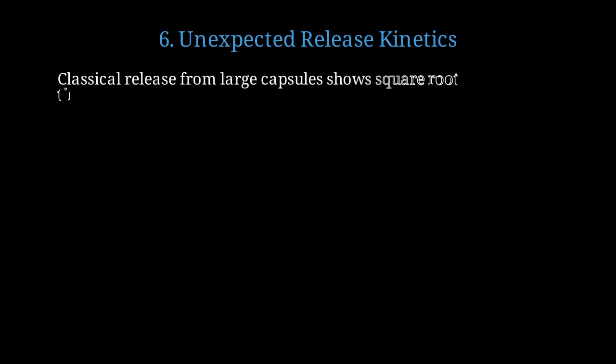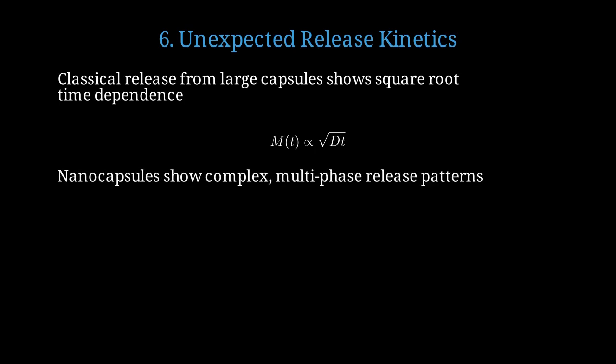For large capsules, classical Fickian diffusion predicts that cumulative release grows with the square root of time. The mass released M of t is proportional to the square root of D times t. But nanocapsules show complex multi-phase release patterns: burst release, plateau phases, and delayed release. This graph compares classical bulk release, which follows a smooth square root curve, with nanocapsule release, which shows an initial burst, then a slow phase, then accelerated release.